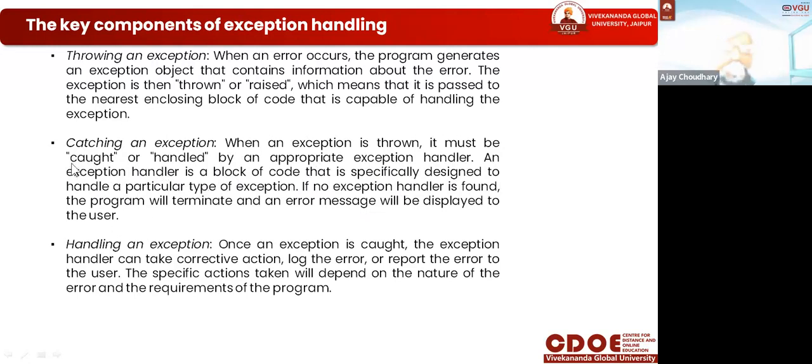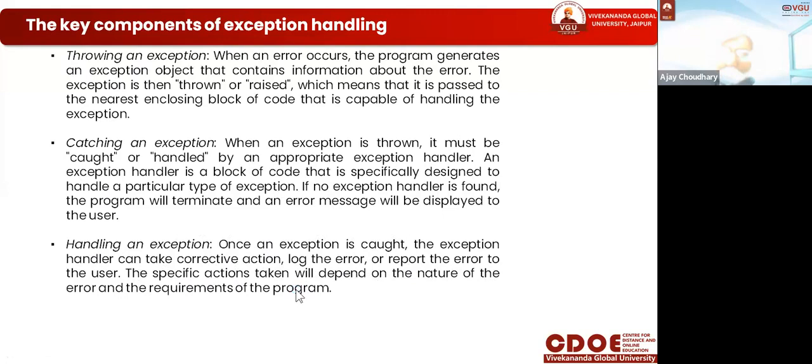If we have no handling part, the program will terminate, which means it is not executed, and we can write a message to display as output. Then there is the handling section. Once an exception is thrown and caught, it is now the handling part. The exception handler can take corrective action, log the error, or report the error to the user. The specific action taken depends on the nature of the error and the requirements of the program.